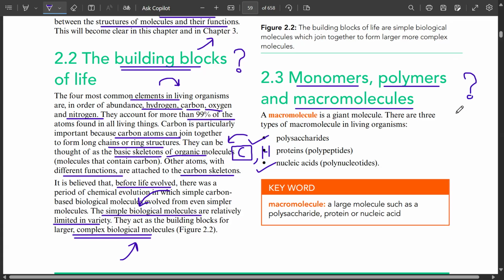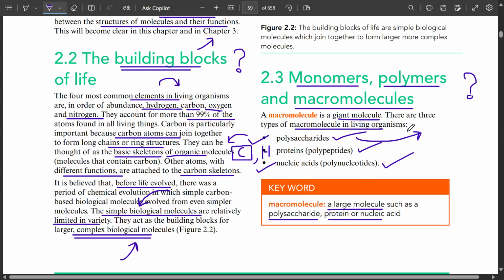Monomer is like one molecule, and then polymer is like many of them joined together, and then macromolecules are like larger polymers joined together. Exactly. A macromolecule is a giant molecule. And there are three types of macromolecules in living organisms, including polysaccharides, proteins, and nucleic acids. A macromolecule is a large molecule such as a polysaccharide, protein, or nucleic acid.